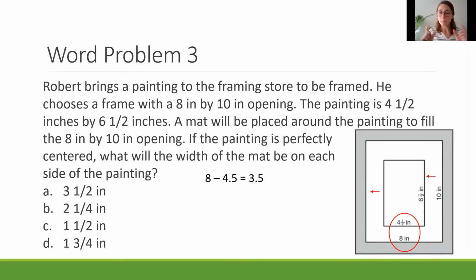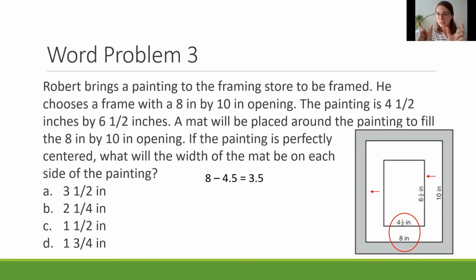Now, to figure out what the mat will be, that space around, I need to take out what the picture in the middle will be. So I need to find the difference between these two measurements. So if I do 8 minus 4.5, I get 3.5. So 3.5 is the distance of both of the sides put together.